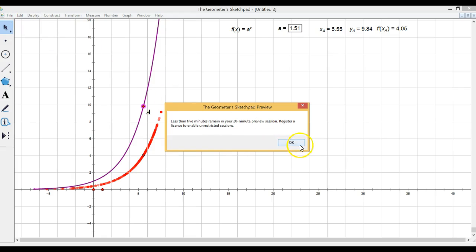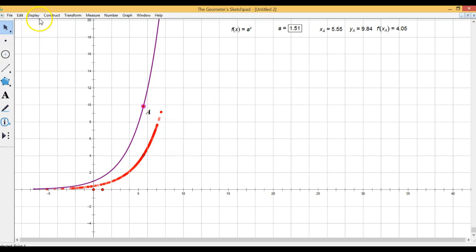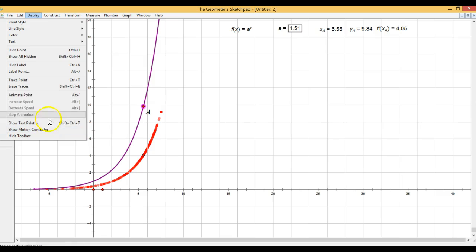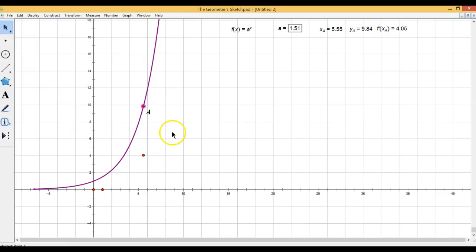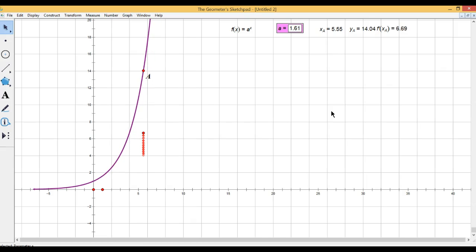Okay, I've got less than 5 minutes remaining, as I'm using a free version here. I'm going to have to work fast. Okay, erase my traces. Now, what happens if I change this value of a? So a to the power of x. Right, so a is 1.61 now. What I'm going to do is take the traces off here.